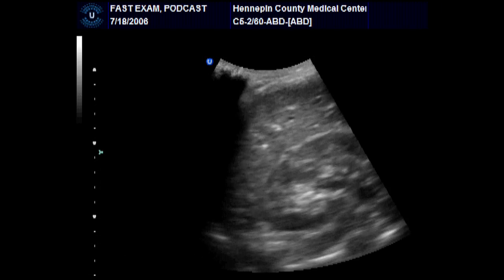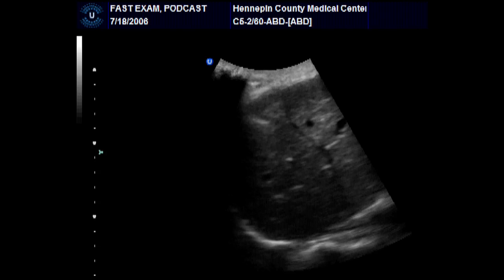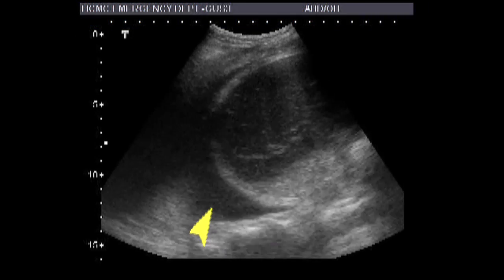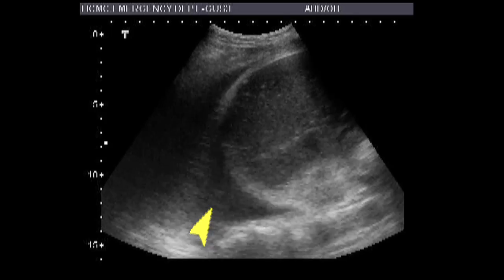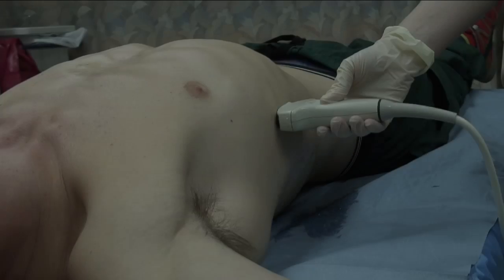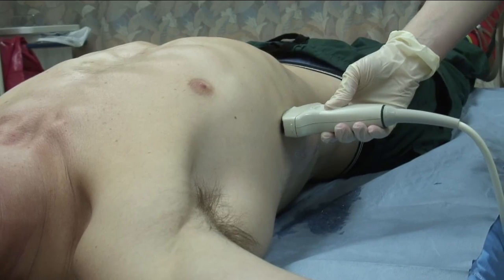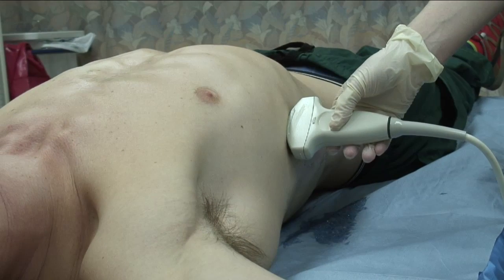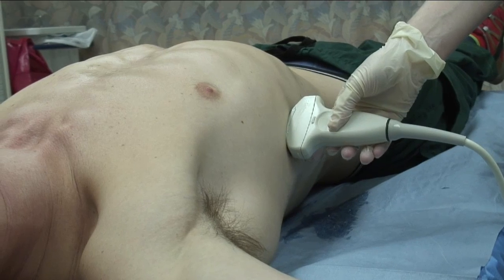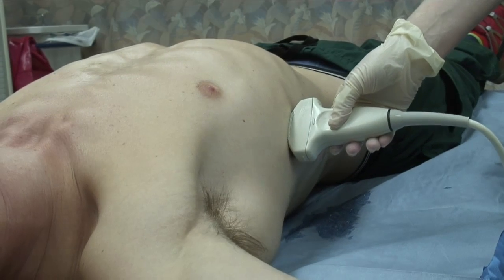By sliding the probe towards the patient's head, you can visualize the right diaphragm and the right pleural space. A hemothorax will appear as an anechoic, or black, fluid collection just above the diaphragm. A subtle counterclockwise rotation of the probe during any of the right upper quadrant views will often help reduce rib shadows and may improve visualization of the above structures.